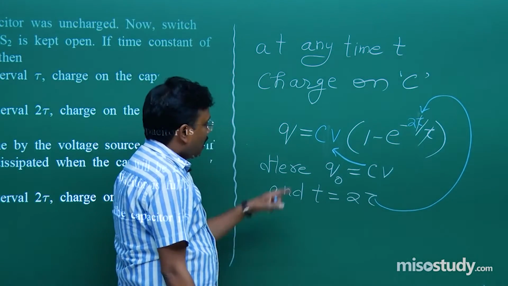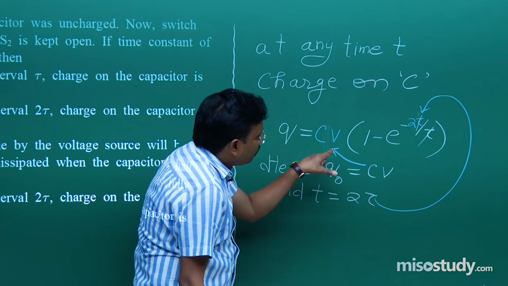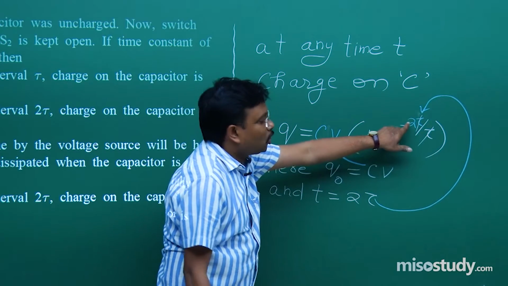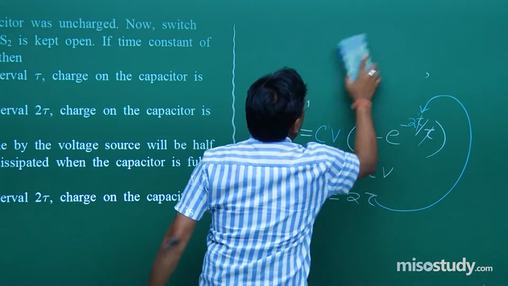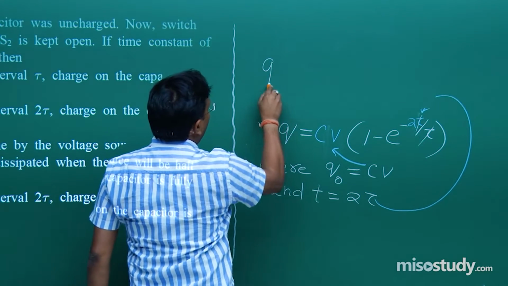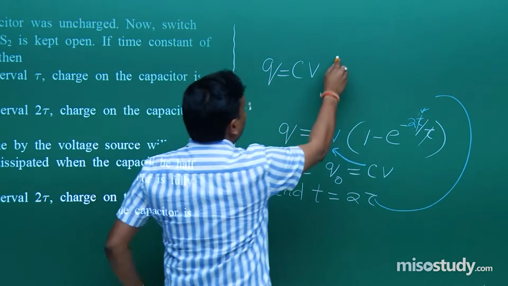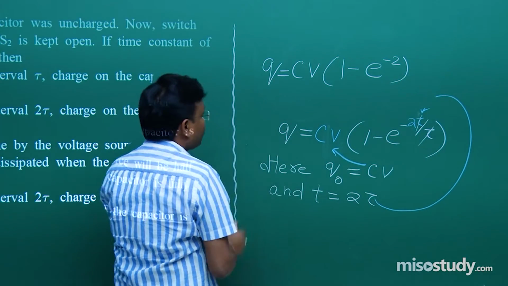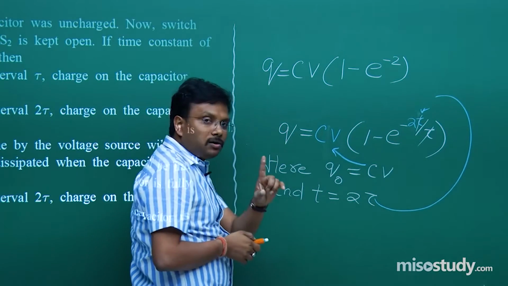Cancel them. So now what exactly will you get? You will get Q equals this blue CV within bracket 1 minus e to the power minus 2. Fine. So let me write it down now. It means finally I can write Q equals CV within bracket 1 minus e to the power minus 2. Fine. Now let's try to analyze the options also.